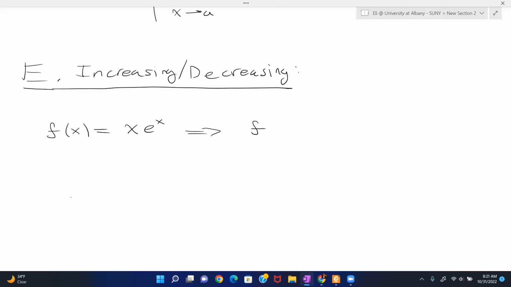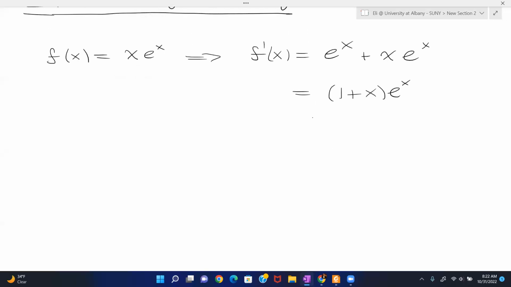So that implies that f prime of x is going to be, we need the product rule, so it's going to be the derivative of the first function, which is 1, times the second function, plus the first function times the derivative of the second function, but the derivative of e to the x is just e to the x. And now I'll factor out e to the x, we get 1 plus x, times e to the x. And then I think it's pretty clear where this is going to be positive or negative.